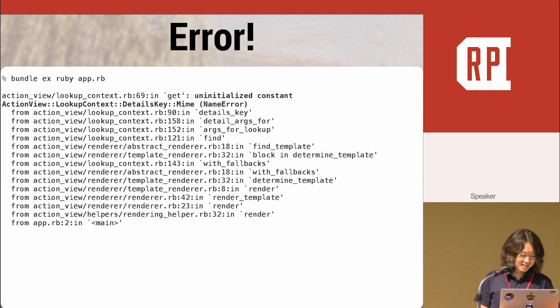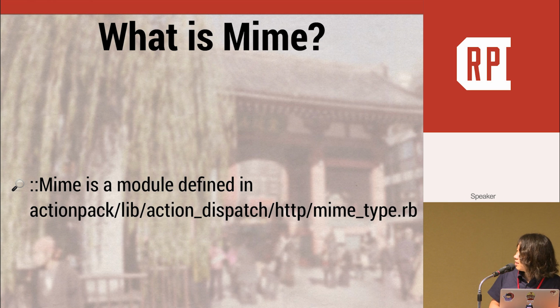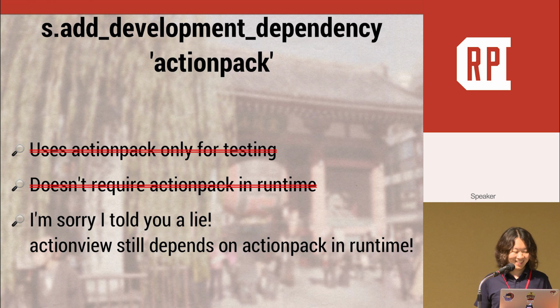ActionView, lookup context, details, key, mime. What's that? What is mime? Mime is a module defined in action pack, lib, action dispatch, HTTP mime type. So it turns out you cannot use ActionView outside of action pack. I mean, without bundling action pack. I'm sorry, I told you a lie. So ActionView still depends on action pack in runtime.